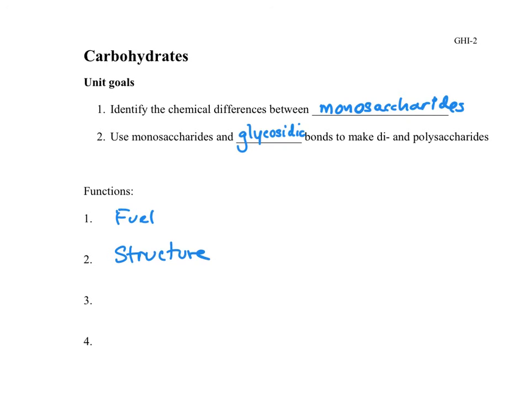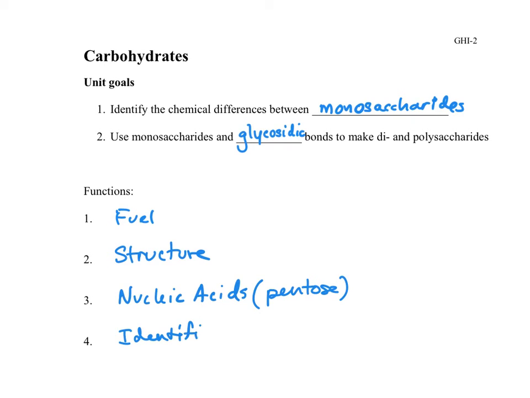Third, we have nucleic acid structures. In a few chapters, we're going to be talking about DNA and RNA. And you may remember from high school biology that nucleic acids are composed in part of pentose sugars like ribose and deoxyribose.